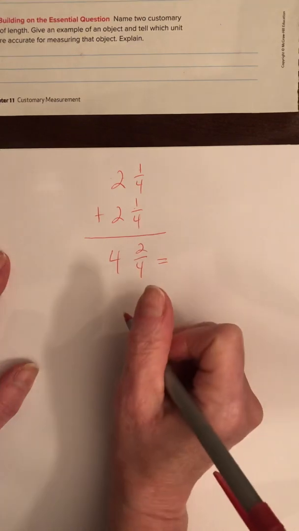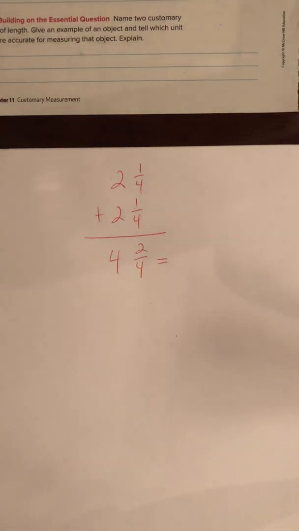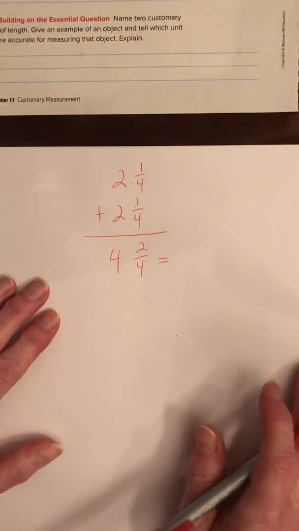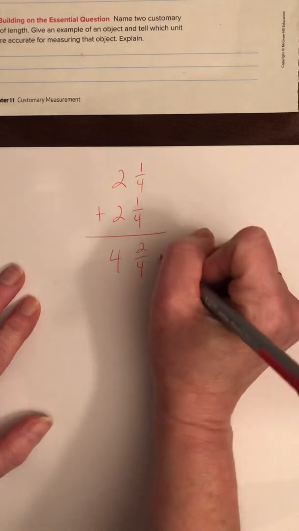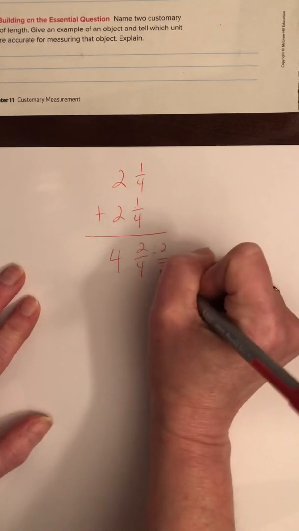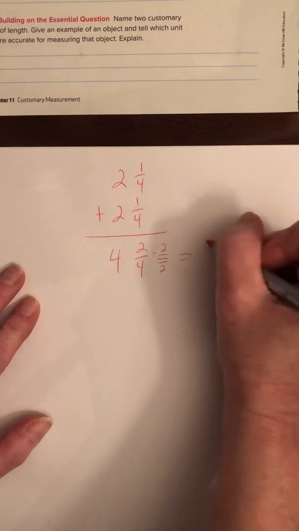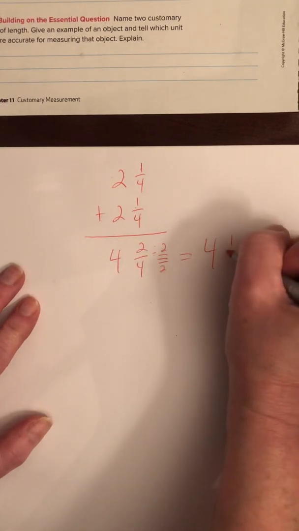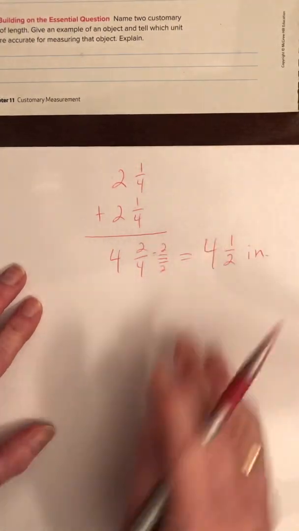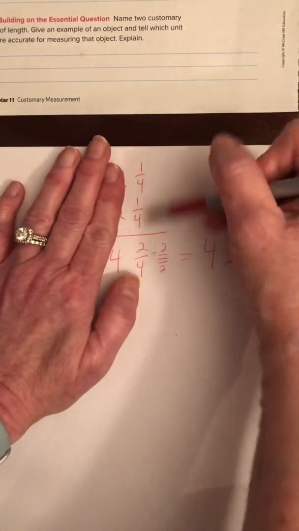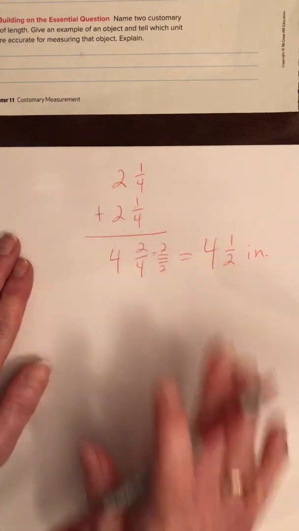Again, you have to simplify this. Let's actually see if the book has it simplified. They do, they have it in simplest form. Okay, so 2/4 can be simplified, right? I can divide each part by 2. So it would be 4 and 1/2 inches. I think it's a little bit easier if you write it up and down this way, and then add the fractions first, and then add the whole numbers, okay?